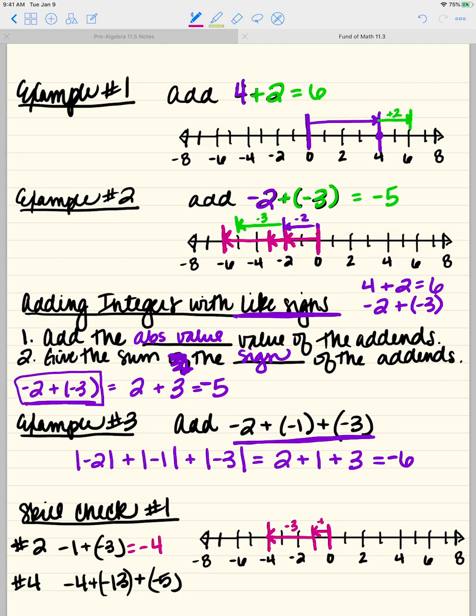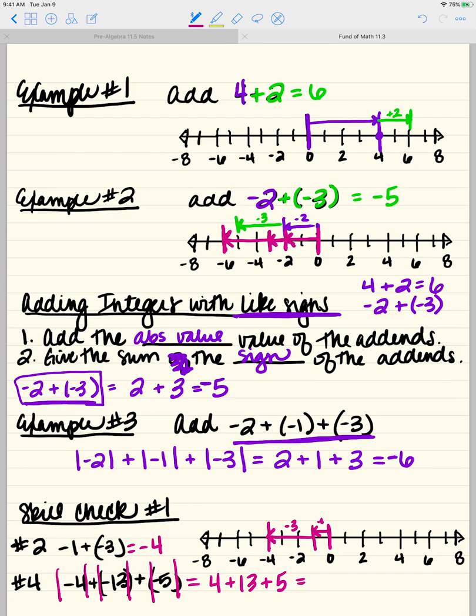Now, question number 4 says add using the rule. So we have -4 plus -13 plus -5. So we are first going to add the absolute value of the addends. So we're going to take the absolute value of each one of these. Absolute value of -4 is 4, of -13 is 13, and of -5 is 5. 4 plus 13 is 17, plus 5.